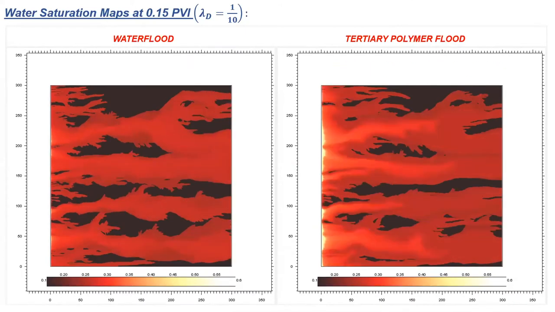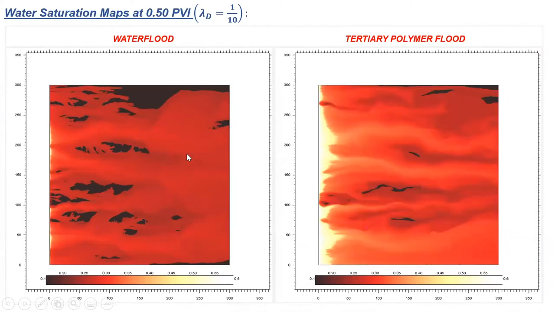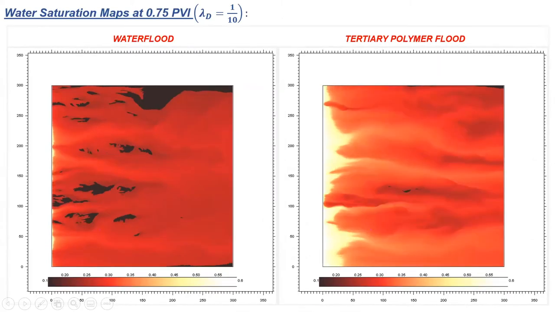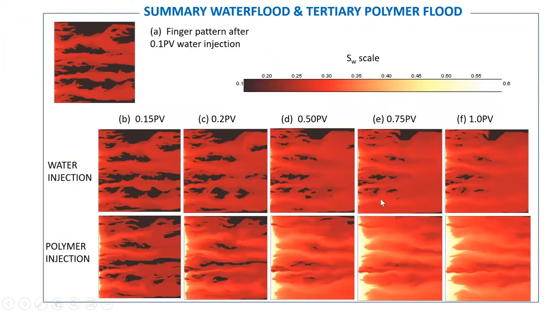You can see the polymer coming in on the right-hand side, coming down the middle of here. Now watch what happens to the bypassed oil in here. It sweeps it very efficiently, and takes it to a much higher saturation. So the mechanism, in fact, is not frontal displacement or stabilizing. It's neither of those. That's the summary of the tertiary polymer.